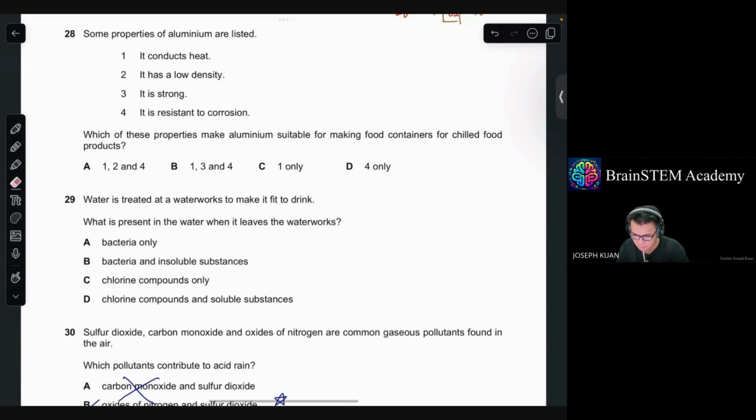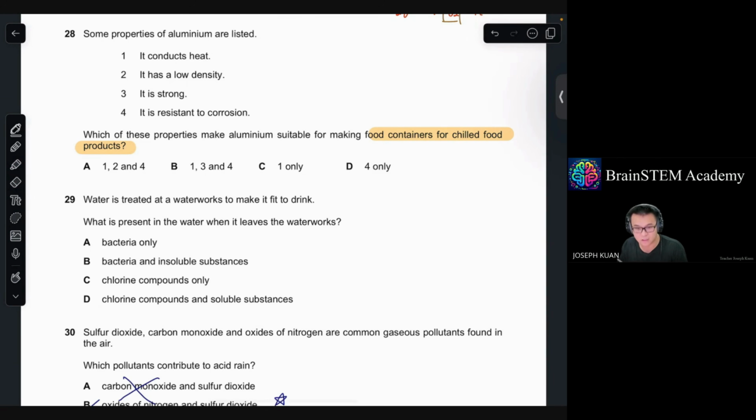28. Some properties of aluminium are listed. 1. It conducts heat. 2. It has a low density. 3. It is strong. 4. It is resistant to corrosion. Which of these properties make aluminium suitable for making food containers for chilled food products? So it only wants the properties of aluminium that help with this particular function.